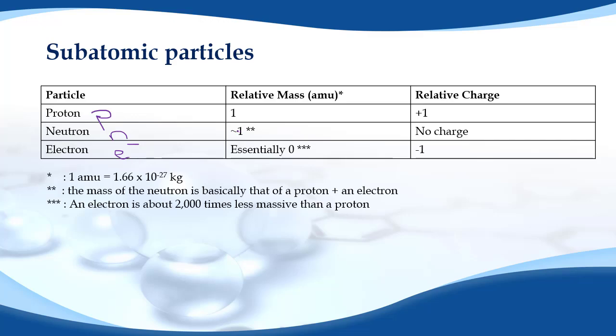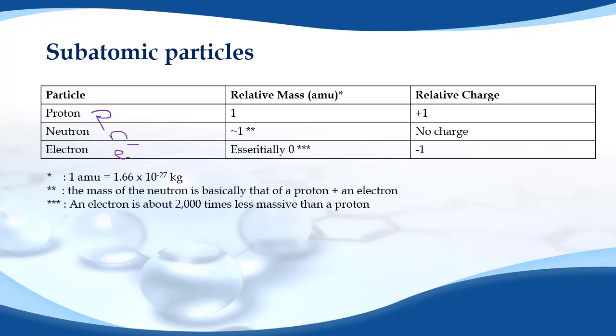A neutron is pretty much basically just a proton and electron added together, so it's going to be slightly heavier, but close enough to 1 where we can call it 1. And electrons have a mass that's essentially 0. The reason why we call it 0 is because compared to a proton, it's so light, you need hundreds upon hundreds of them to make even the smallest noticeable difference. So we just ignore it. And then we also have their charges. Protons are positively charged, electrons are negatively charged, and neutrons, being neutral, have no charge. So those are our three different subatomic particles.